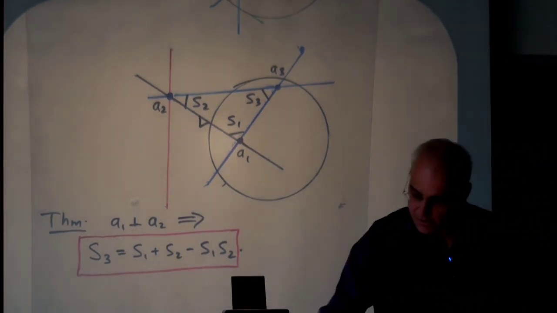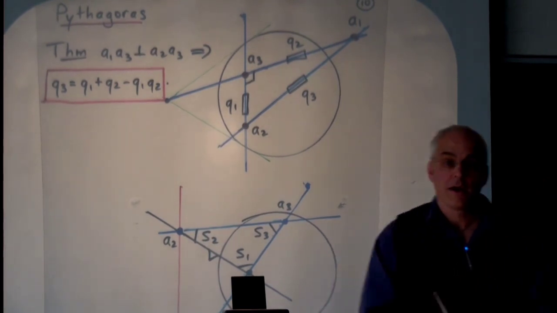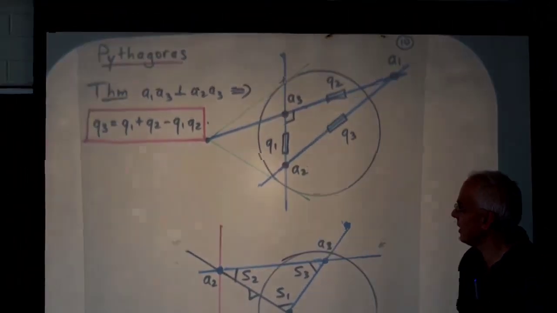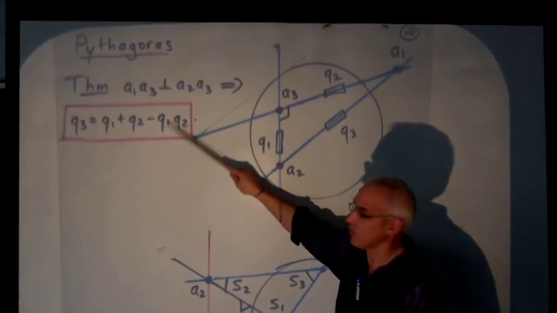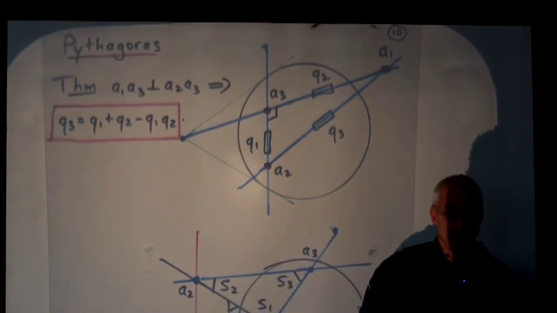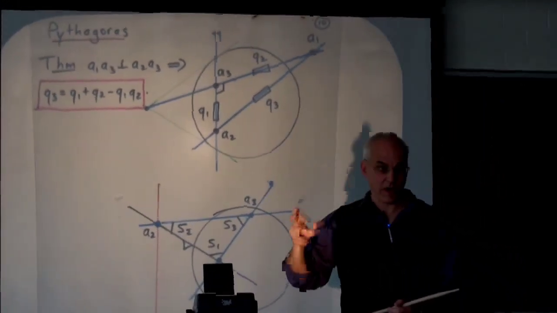And of course, it's worth pointing out that these are deformations of the results for planar Euclidean geometry. In planar Euclidean geometry, there are no quadratic terms. Pythagoras' theorem is, of course, just Q3 equals Q1 plus Q2, because in planar rational trigonometry, the quadrance is just the square of the distance.